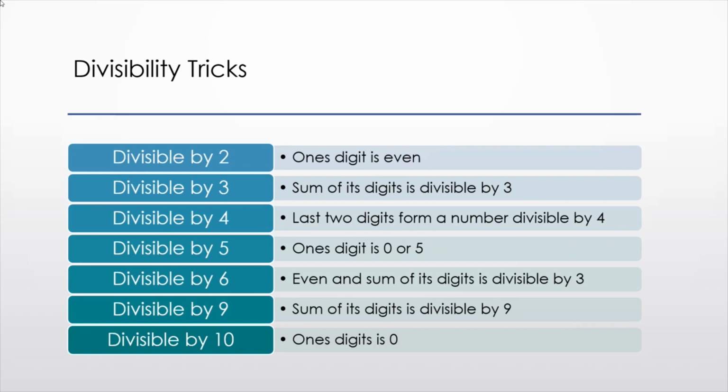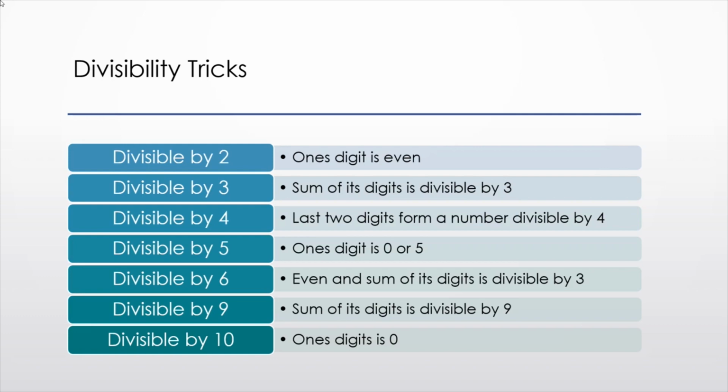The divisibility trick for 4, it's not really a trick, but sometimes you can notice it. If the last 2 digits form a number that's divisible by 4, that means that the number that you have is also divisible by 4. And the last 2 digits would be the tens place and the ones place. If divisible by 5, it has a ones digit that is either 0 or 5. That tells you that the number is divisible by 5.